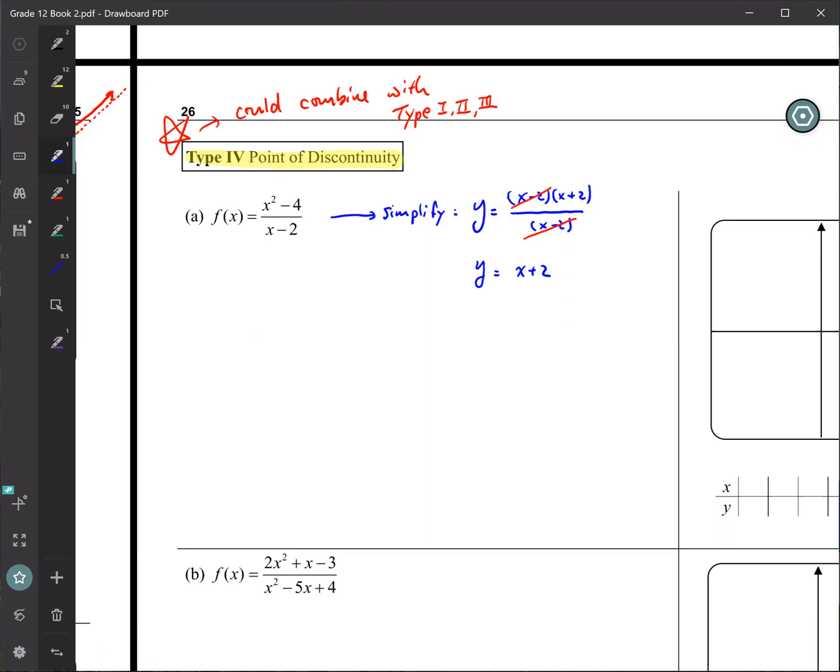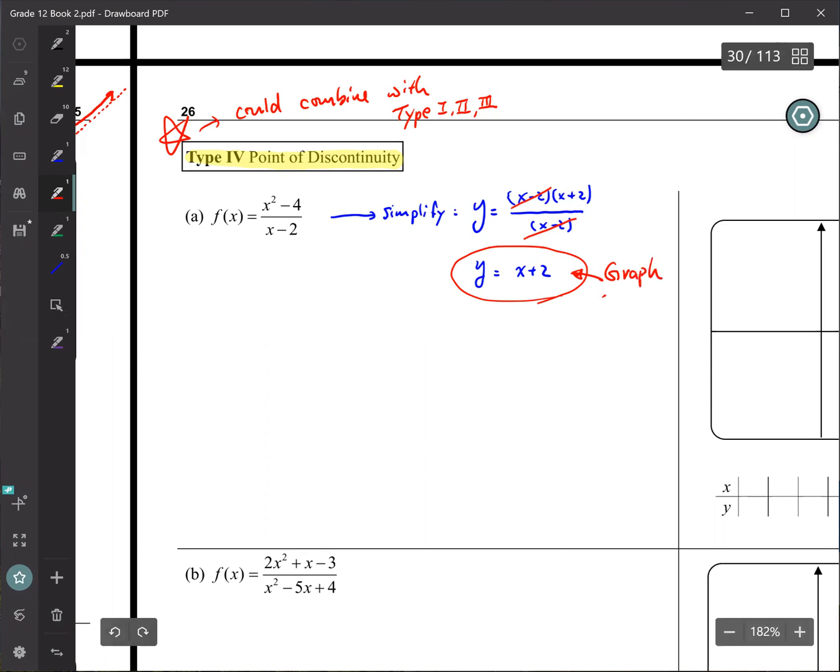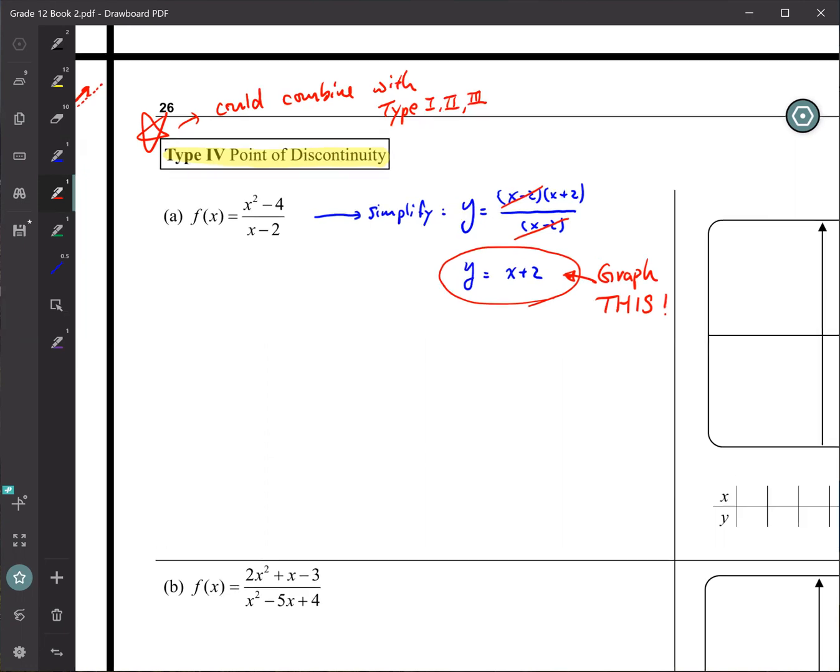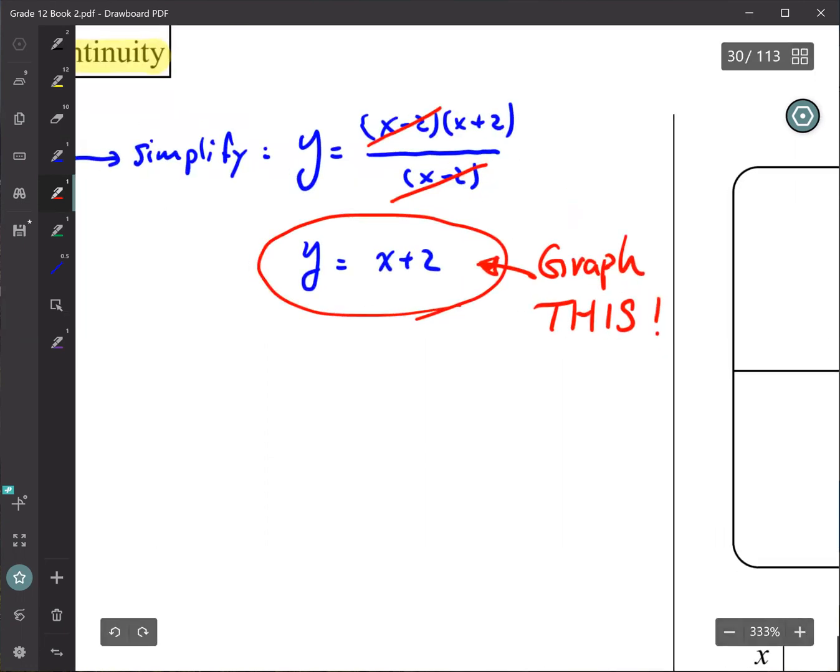So that means when you are graphing, you are not graphing the original one. You are graphing the one that's simplified. Okay? So make sure you write this down. Graph this. You must graph the simplified version, not the original one. So if you look at this one now, it doesn't look like rational, right?